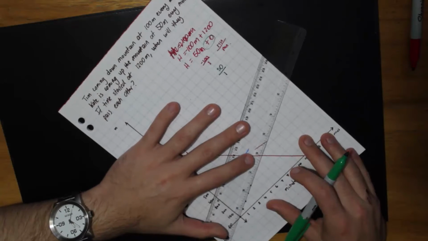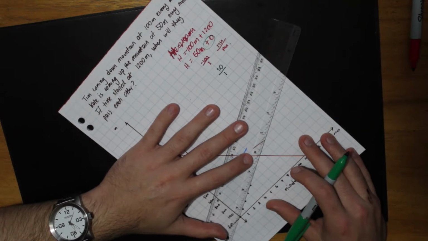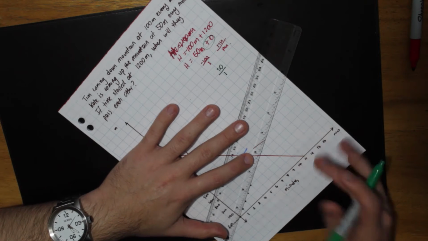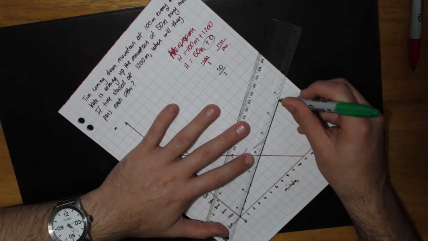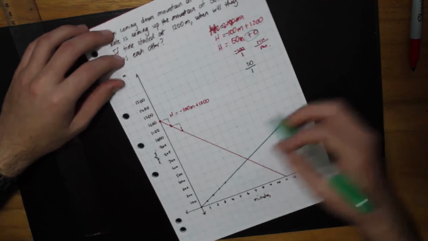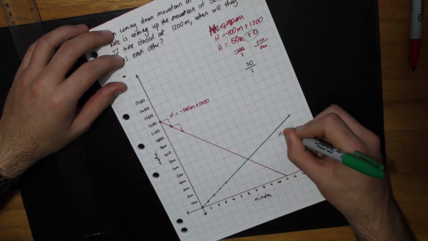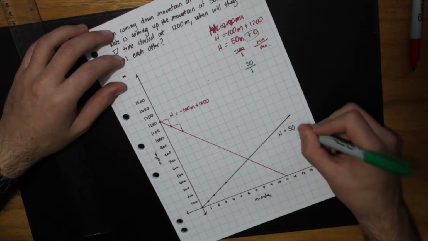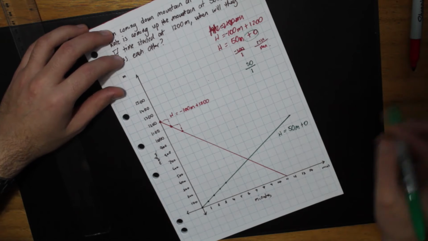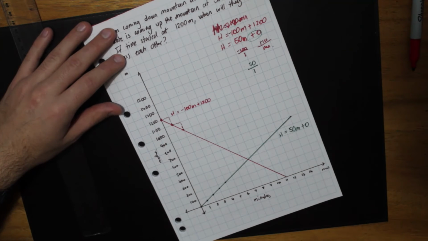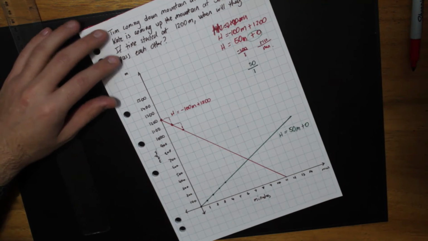So I have enough points now that I can plot Kate going up the mountain. So let's write her equation here. That was 50m, positive 50m, remember, plus 0, because we're not going up the y at all. You wouldn't even have to write the 0, but I'm just writing it for completion.